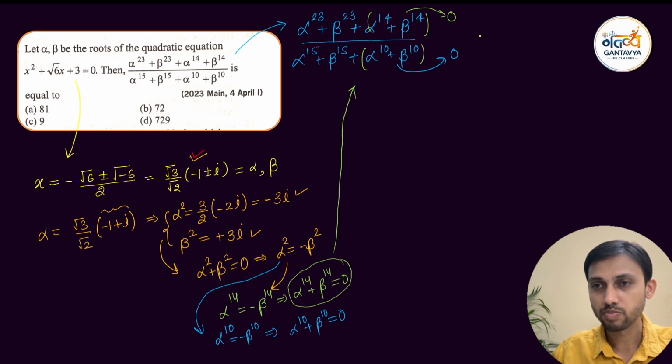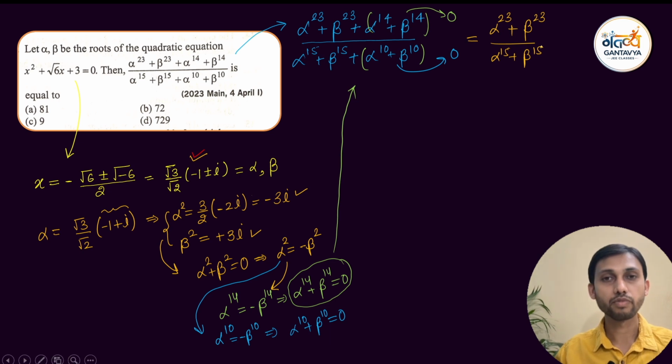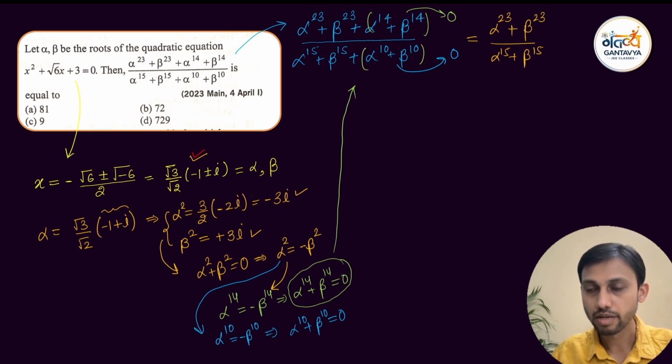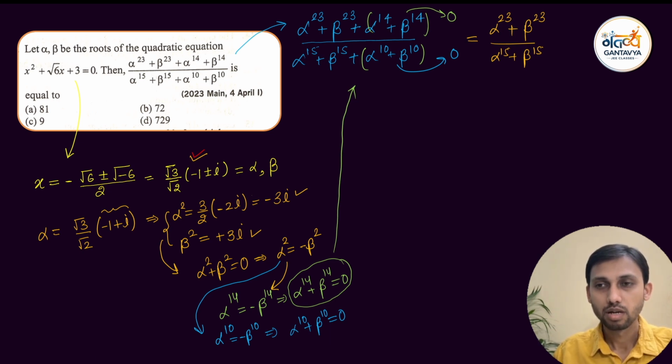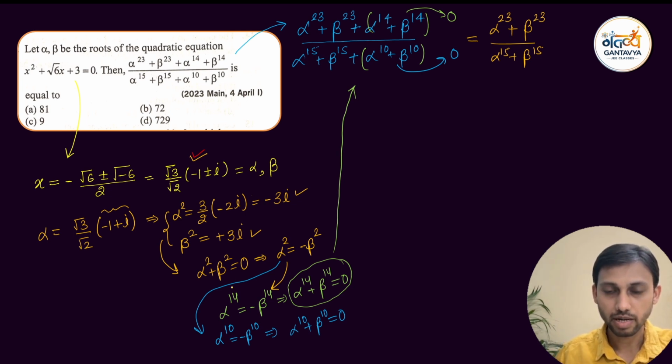Now this given expression becomes alpha to the power 23 plus beta to the power 23 upon alpha to the power 15 plus beta raised to the power 15. Still, power 23 and power 15 are here in the expression. Now I observed that the difference between the powers 23 and 15 is 8. So I thought that let us again find alpha to the power 8 and beta to the power 8.